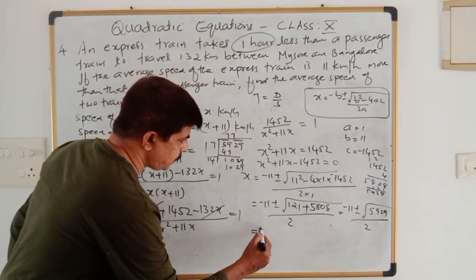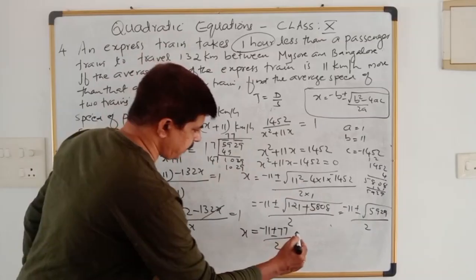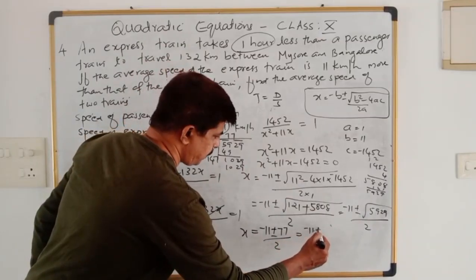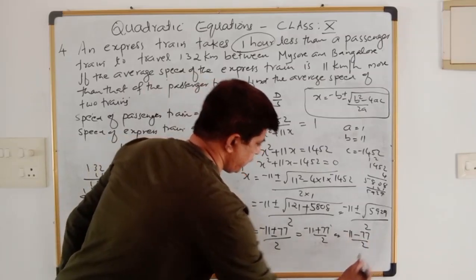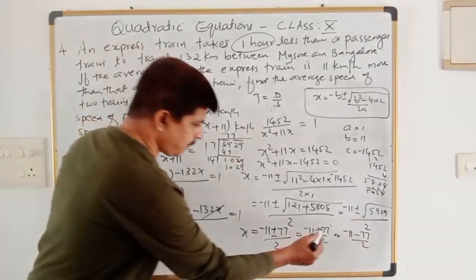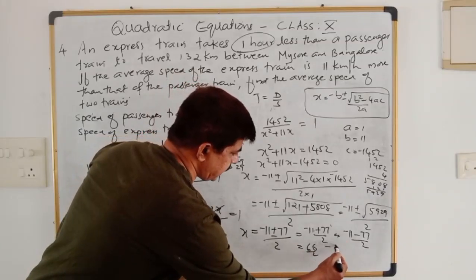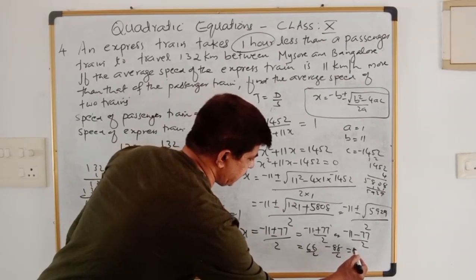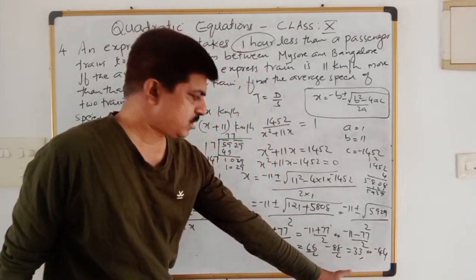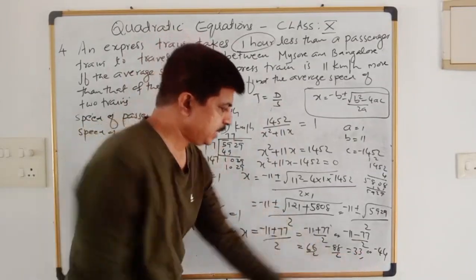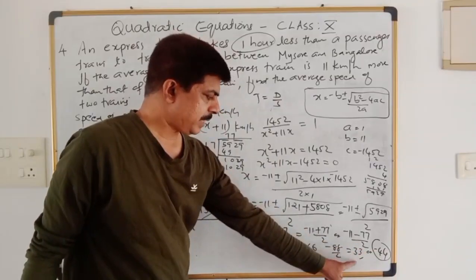So we have to find the value of x now. It can be written either minus 11 plus 77 by 2 or minus 11 minus 77 by 2. So 77 minus 11 how much? 66. This is negative value, negative 88 by 2. We are getting 33 or negative 44. Negative 44 is rejected.